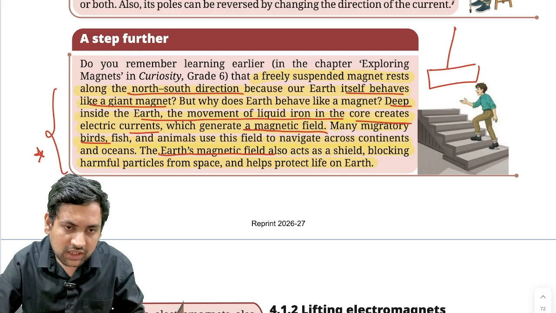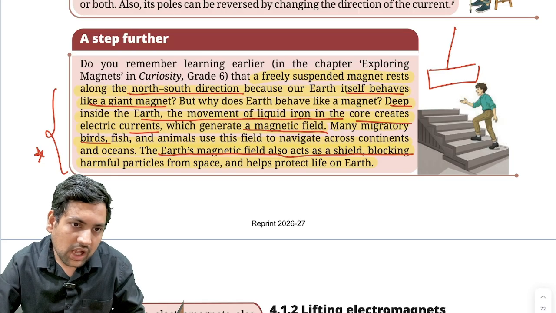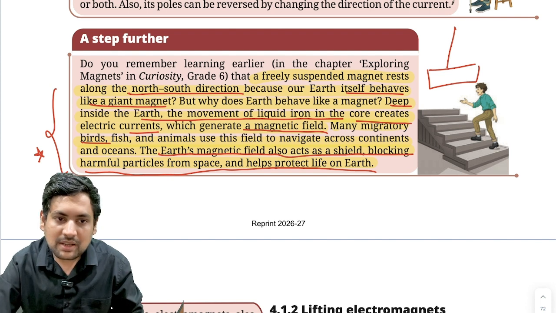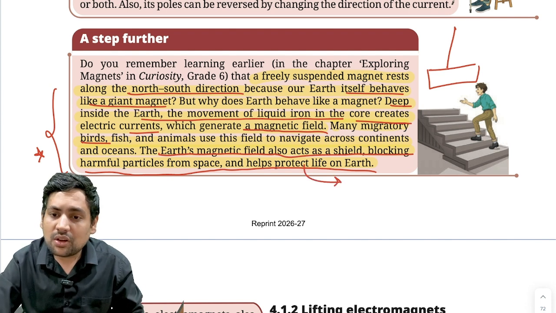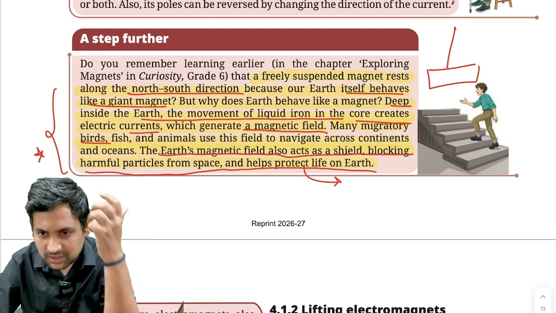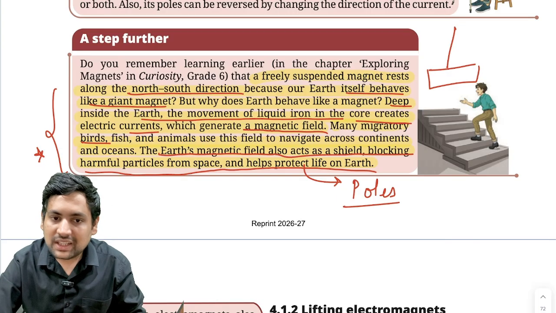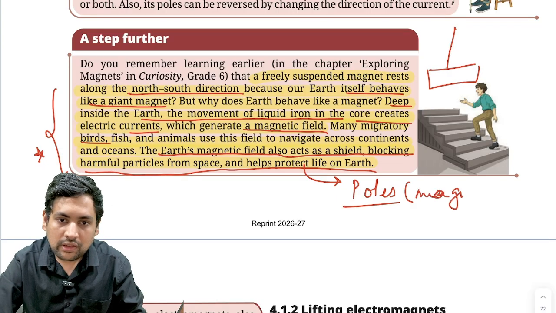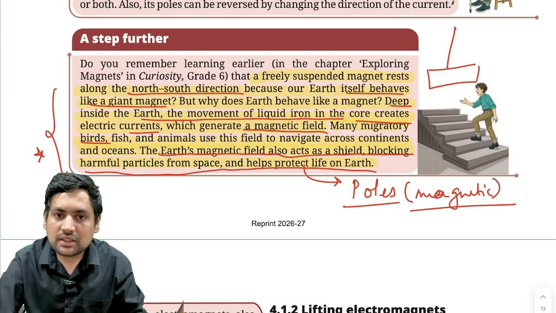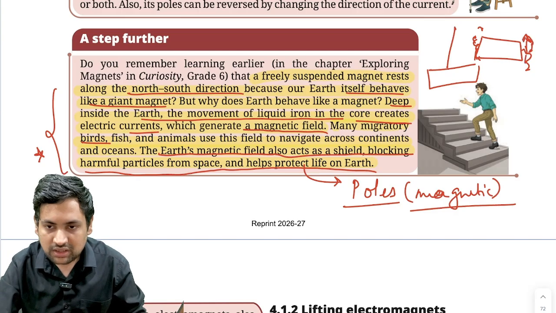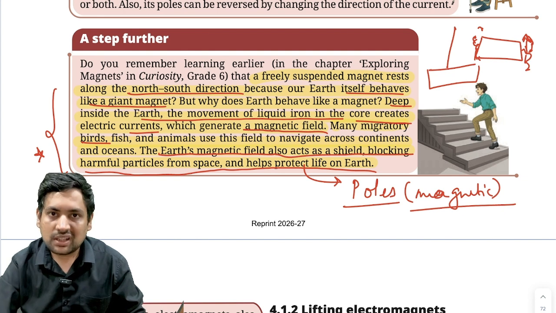The Earth's magnetic field also acts as a shield, blocking harmful particles from space and helping protect life on Earth. Now, what is an example of this? During a solar storm, or any kind of charged particles coming towards Earth, because of the magnetic poles of Earth, if you remember when we were dealing with magnets, we had seen one photo in which most of the iron filings were stuck at the end points of the magnet, because that is where the magnetic effect is the strongest.